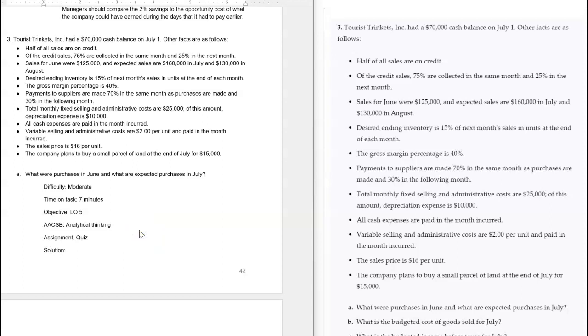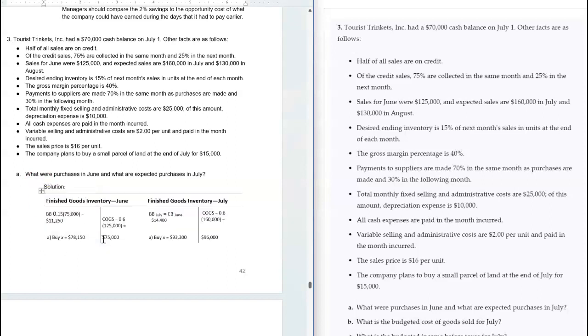Hey everybody, this is Chapter 10, Problem 3. What's difficult about this is that it isn't just one process, like production and purchases, for example, but it has everything all mixed in together here. So I'm going to go over the solution with you and see if this helps. And if you've got any other questions after that, let me know.